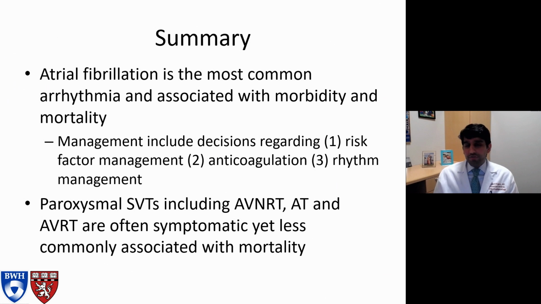So to summarize, atrial fibrillation is the most common arrhythmia and associated with morbidity and mortality. It is the most common SVT, so common that we often put it in its own bucket. Management decisions, including risk factor management, specifically sleep apnea and weight loss, are things that we oftentimes really focus on. Management of anticoagulation or other non-pharmacologic ways to prevent cardioembolic risk. And then rhythm management, which might include rate or rhythm control, and that's a discussion that's evolving.